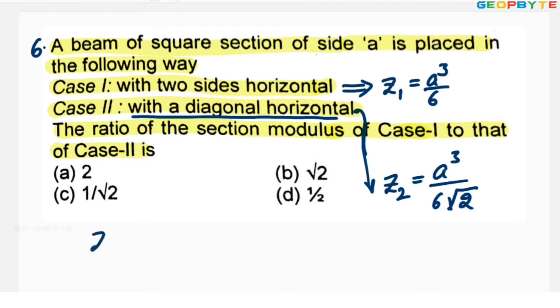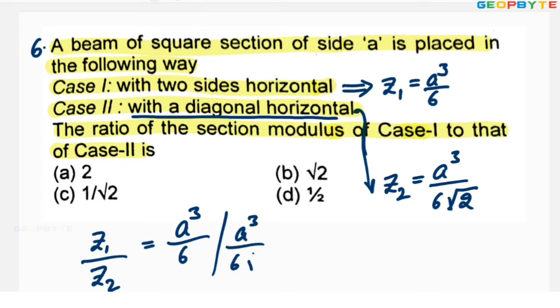Then section modulus in case 1 divided by section modulus in case 2 is equal to A cube by 6 divided by A cube by 6 root 2. Everything is cancelled. The root 2 goes up. Therefore, root 2 is the absolutely correct answer.